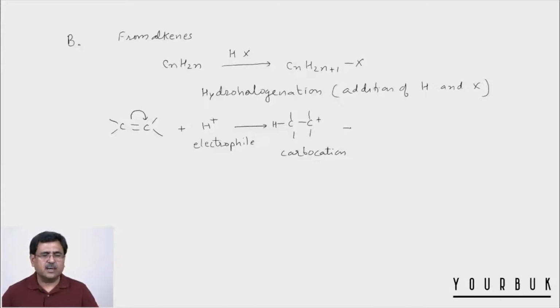Now second step is this carbocation then combines with X negative, which is electron rich, and this X negative is called a nucleophile. Electron rich atom or group is called nucleophile, and it completes the reaction and gives the final product called haloalkane. So reaction proceeds via two steps. First step is the addition of electrophile across the double bond to form carbocation. Second step is the addition of nucleophile to form the final product. So since the reaction is proceeding via carbocation, the mechanism is called electrophilic addition, or this is called ionic mechanism.